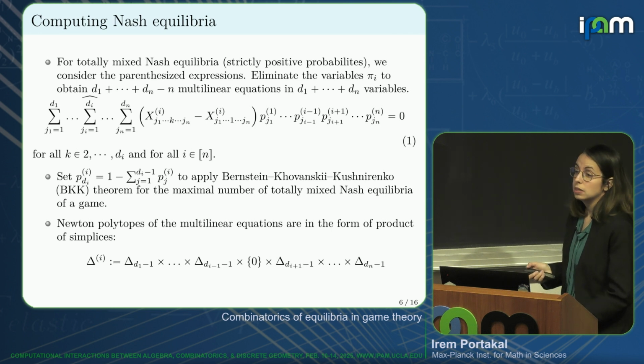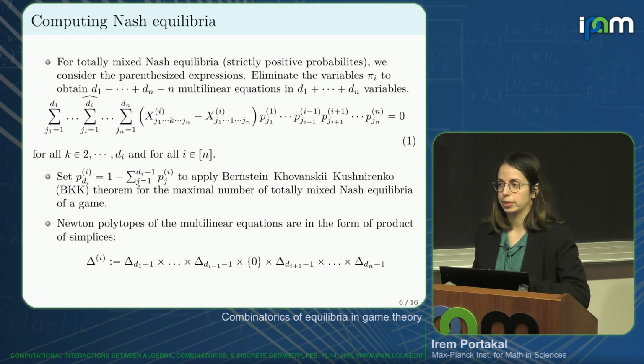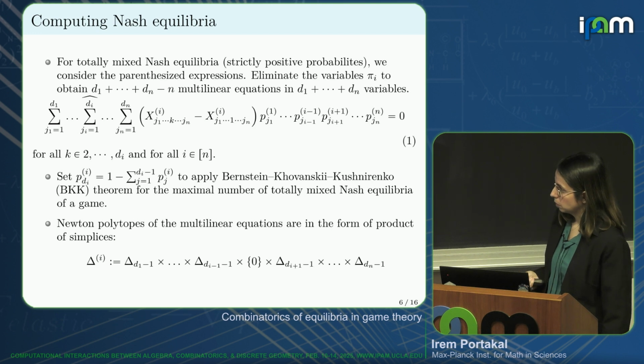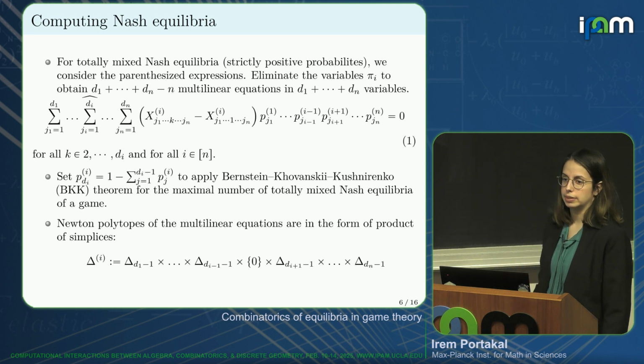Okay, so this is a multilinear system. That means the Newton polytopes are actually nice. So they are products of simplices again. So we got rid of this combinatorial complexity, but we ended up again with a combinatorial problem. Newton polytopes of these multilinear equations are in this form of products of simplices. Now I have to compute the mixed volume of these products of simplices to give an upper bound for the number of Nash equilibria. So it becomes also an interesting problem that was not solved before in game theory.